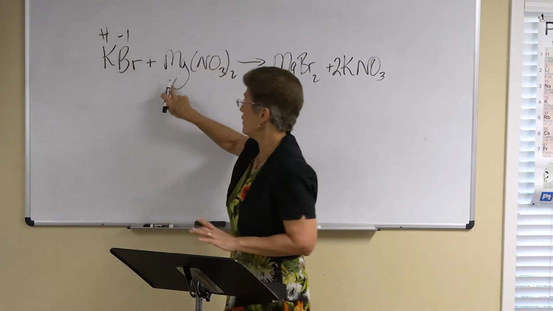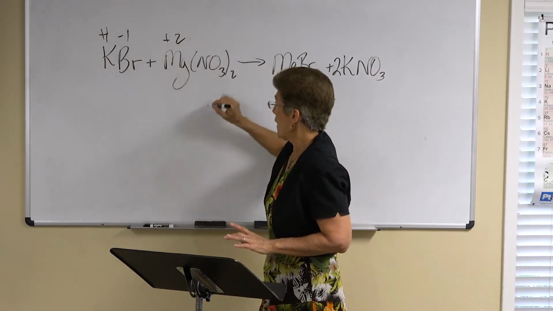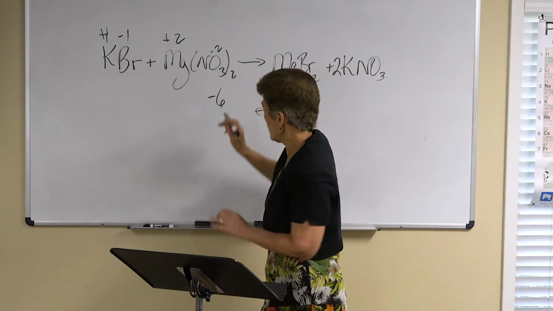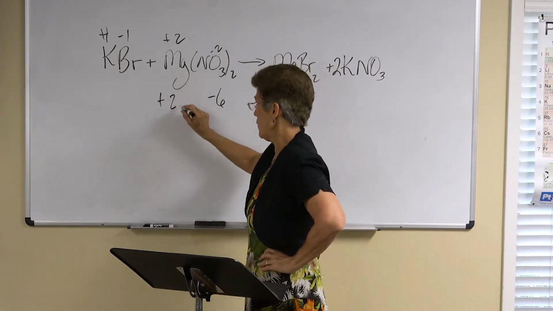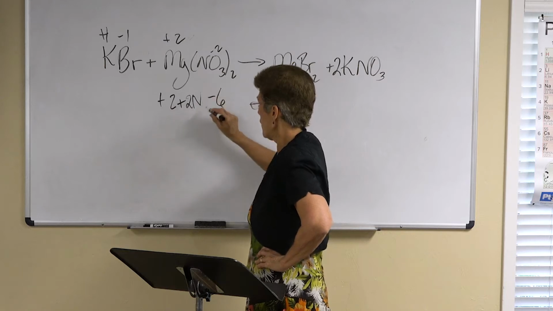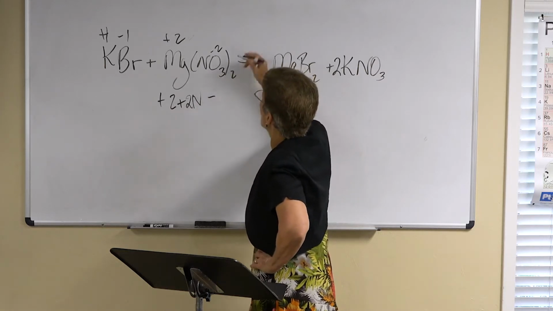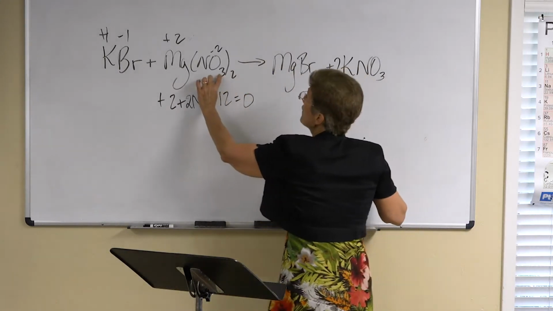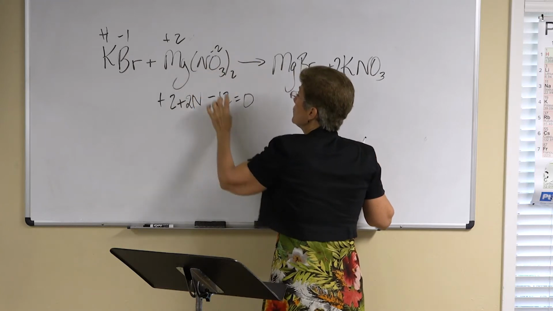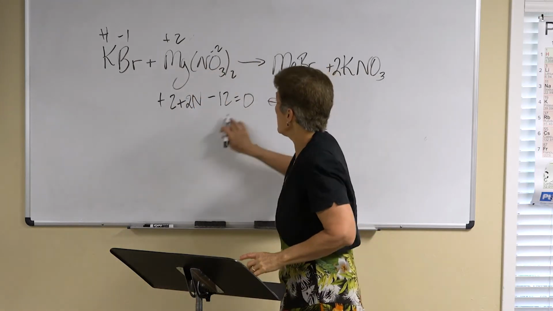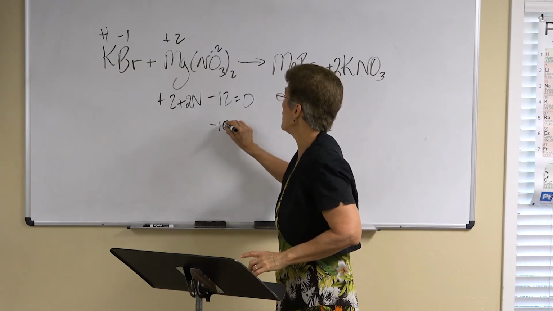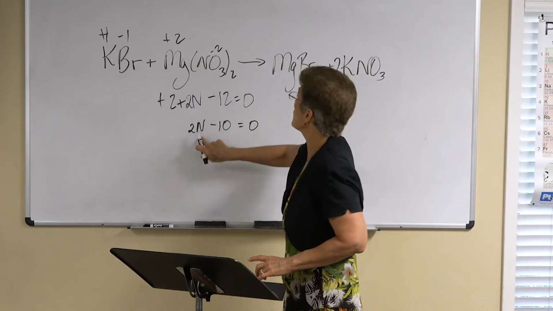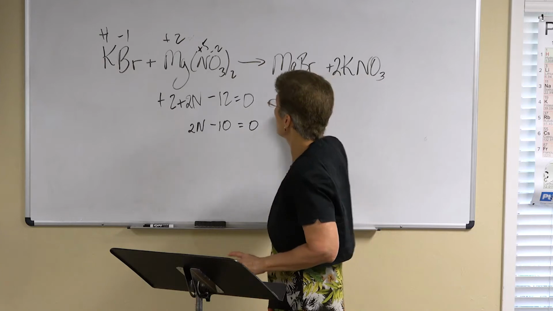And so this is -1. This is a group 2 metal, so it's +2. And so this has to be -2, that's -6. So I have +2 plus 2 nitrogens minus, oh, shame on me. That's -6 times 2 is -12, isn't it? Be careful, because I have 3 times -2, which is -6, times 2, which is -12. So when I put these two together, it gives me -10. So 2N minus 10 equals 0. So N has to be +5, doesn't it? There we go. Okay, so we got that one.